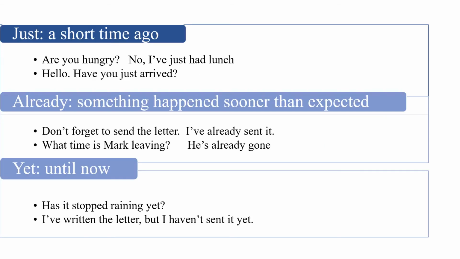A present perfect tense can also be used with words like just, already, and yet. Just is used to indicate a short time ago, as if someone asks, "Are you hungry?" and the other person replies, "No, I've just had lunch." Similarly, if someone says, "Hello, have you just arrived?" this has been used to show a shorter time ago.